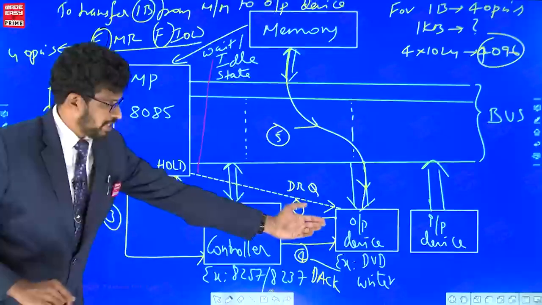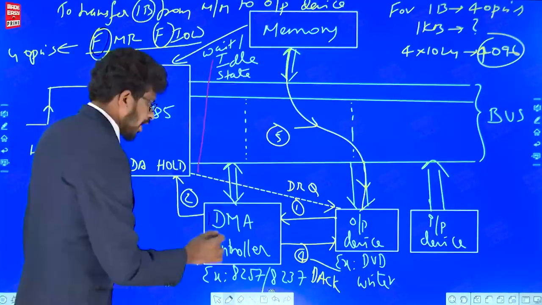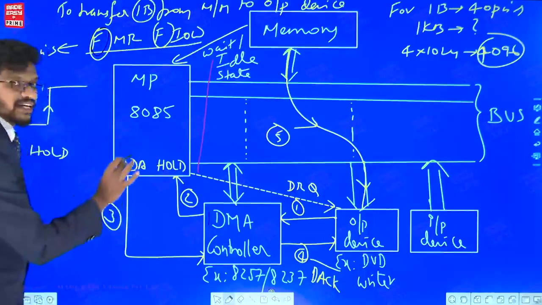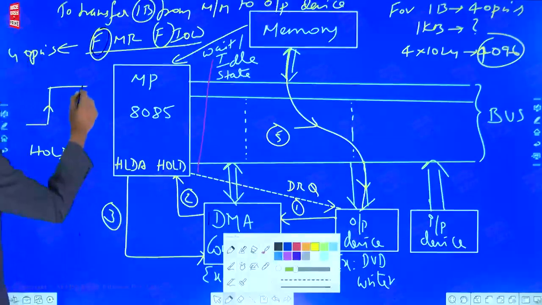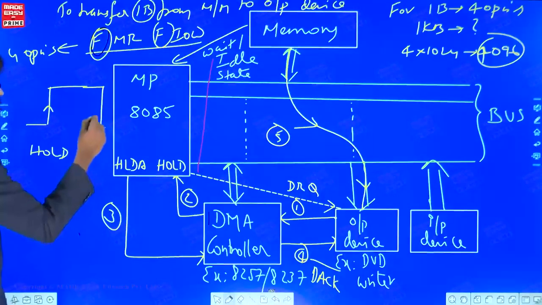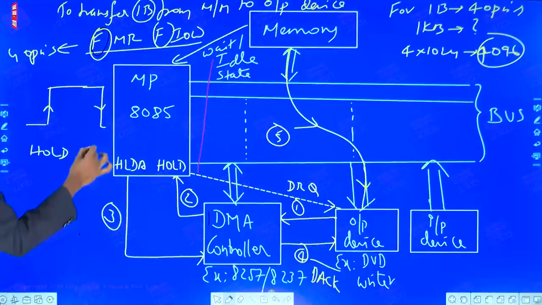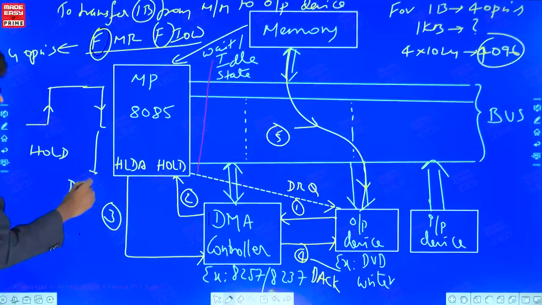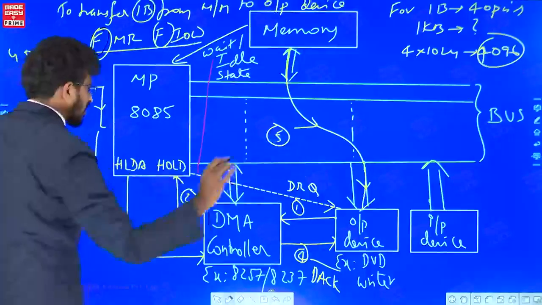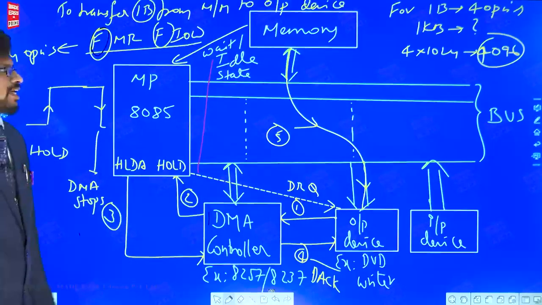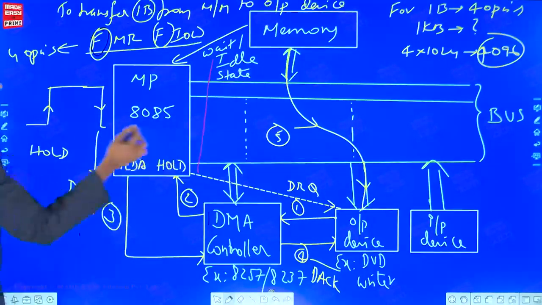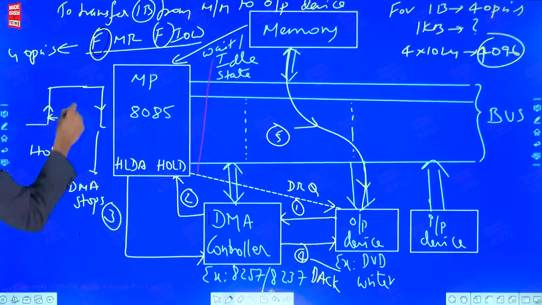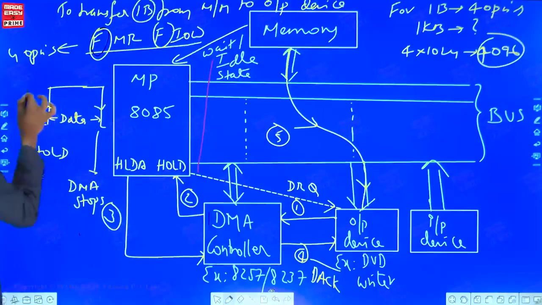Once this data is transmitted, the DMA controller will now inform the processor that data is transmitted. How does it inform? It will now pull down the hold signal which was high to the low. Once the hold signal comes low, then automatically DMA stops. Therefore, the processor understands that data transmission is completed, and this mechanism is called as direct memory access operation. So, till the whole data is transferred, the processor cannot do anything, the hold signal will remain high.